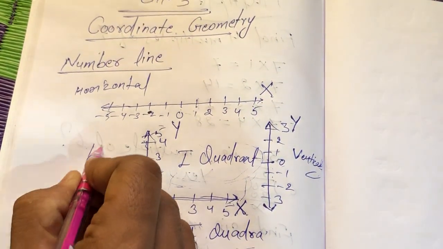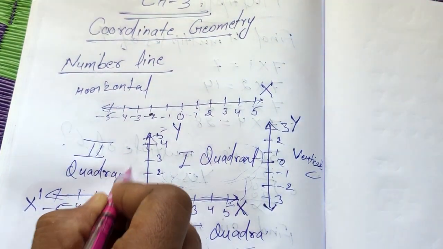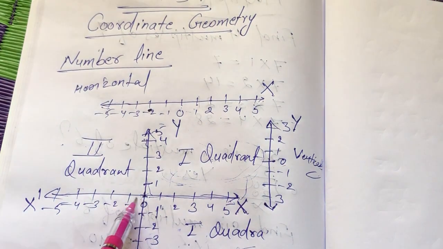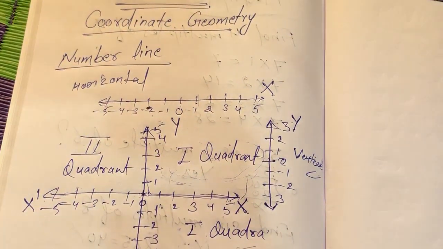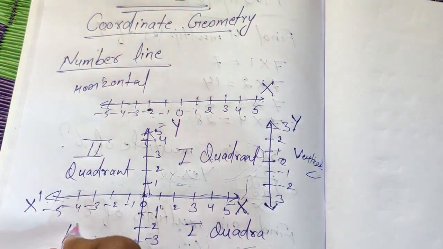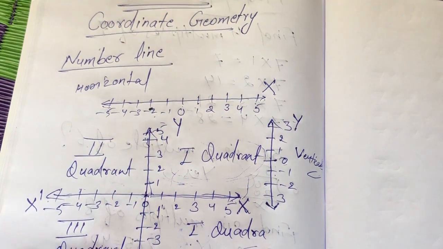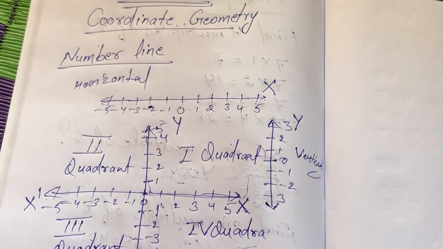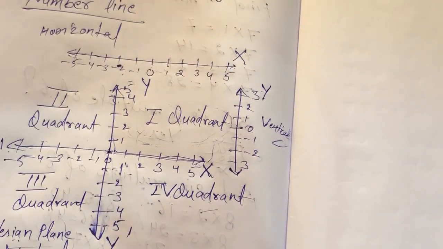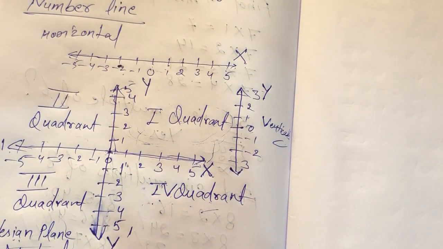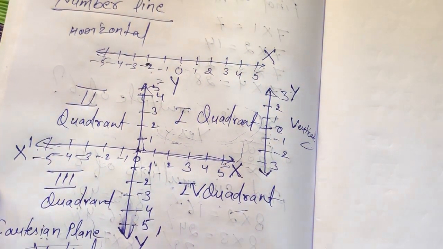Okay, this one is the second quadrant. Where is the second quadrant? Where the negative x-axis and positive y-axis are, that is the second quadrant. Then the third quadrant. Okay, and then the fourth quadrant. This one is the fourth quadrant. See, clearly you can see it.